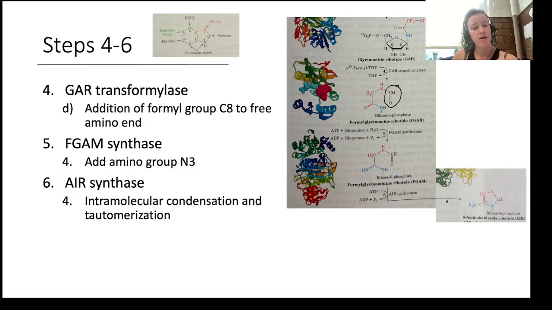Next up, FGAM synthase. We're going to add another amino group, okay? We're adding it again from glutamine to give us the N3. So now you can see that glutamine has added two of our amino groups here.